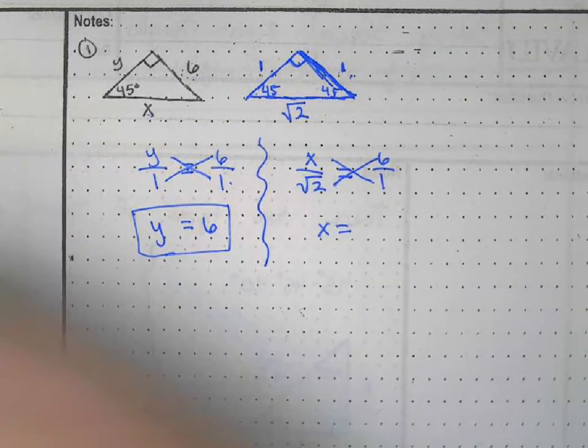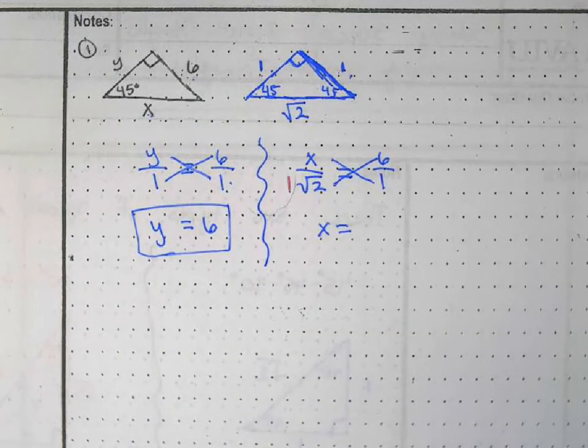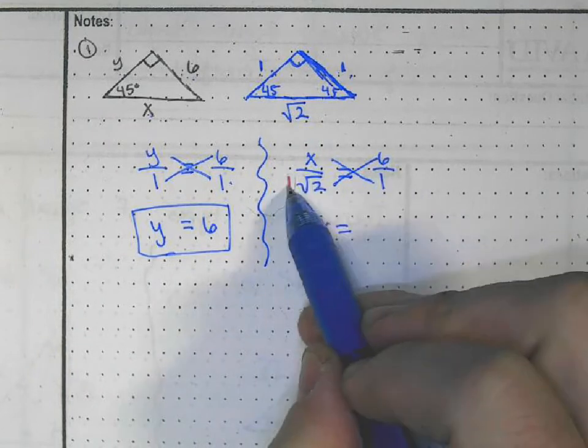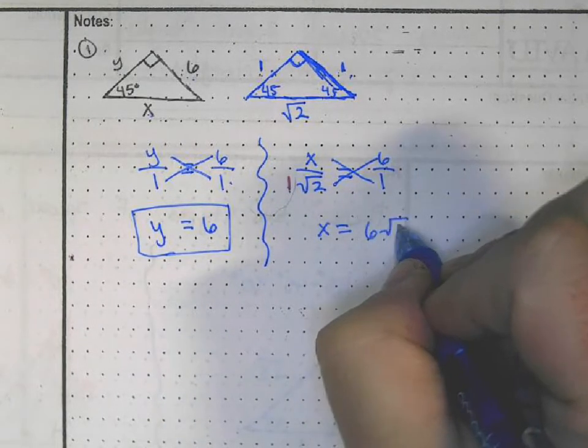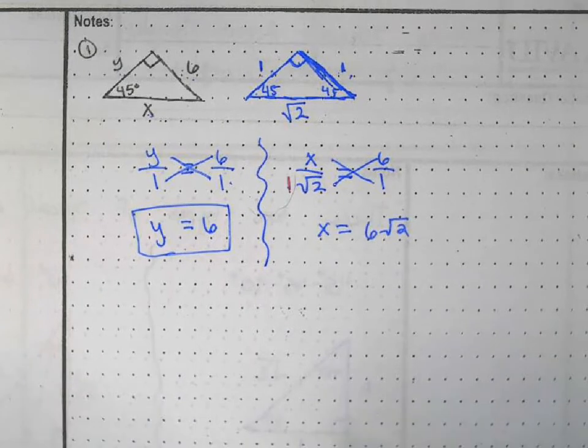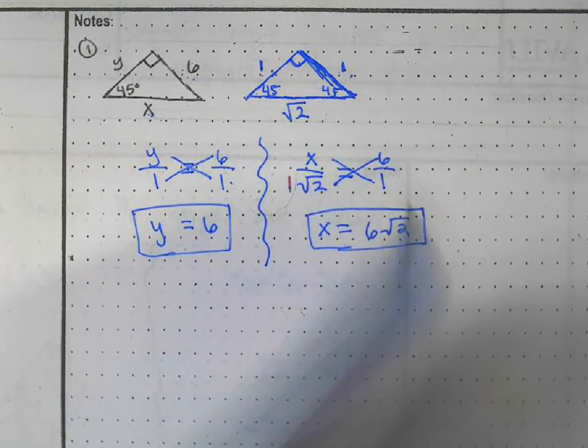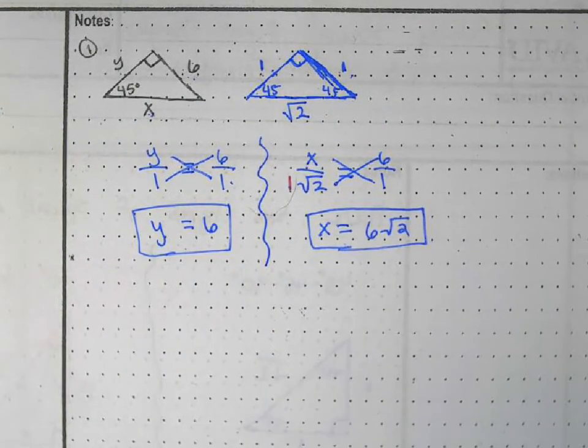Remember, this is kind of like that idea I have the hidden 1 out front. So I need to multiply 6 times 1 root 2, and that gives me 6 root 2. X is by itself, and we're done. That's how we're going to do it.